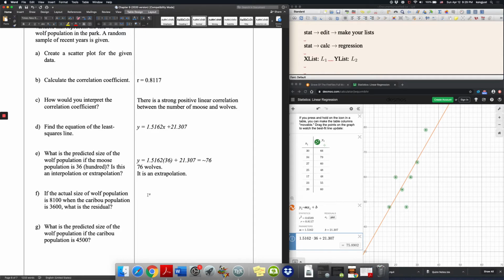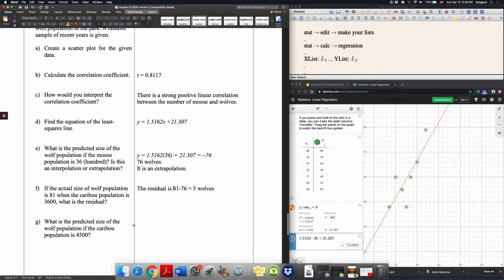Let's answer the next question. If the actual size of the wolf population is... Oh, sorry, this is typo 2. It should be 81. 81 when the moose population is 3,600. Then what is the residual? Alright, so all that the residual is, is just the true value minus the estimated value, right? Which is 81 minus 76, that is 5. So 5 wolves. The residual is 81 minus 76 equals 5 wolves.